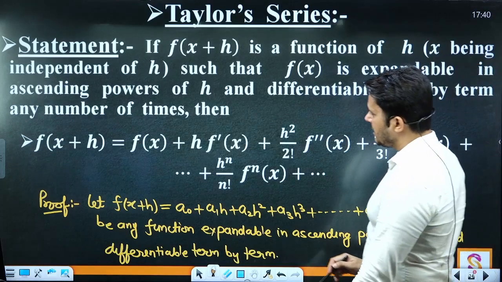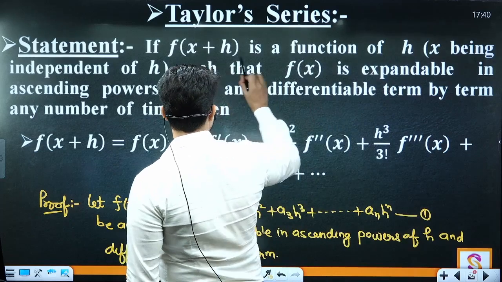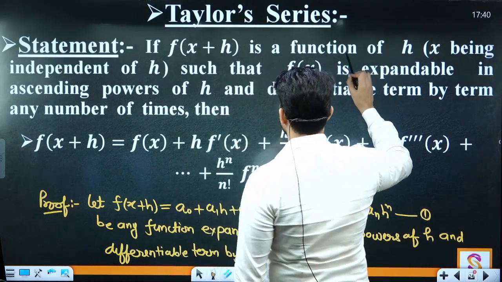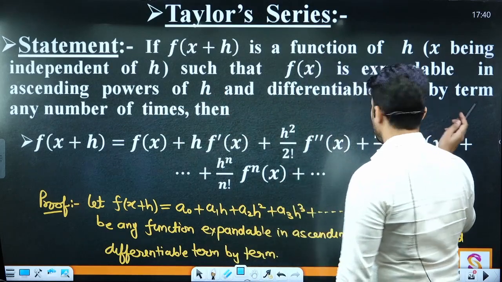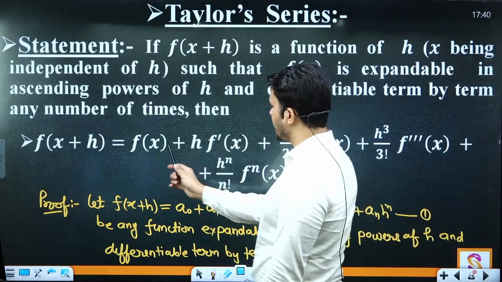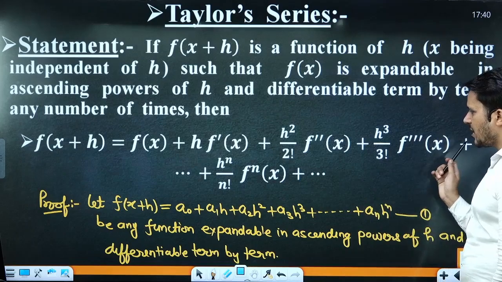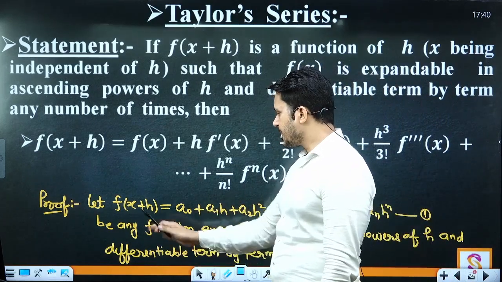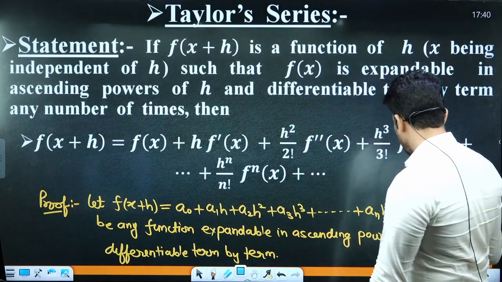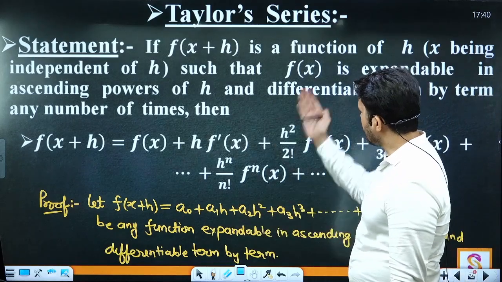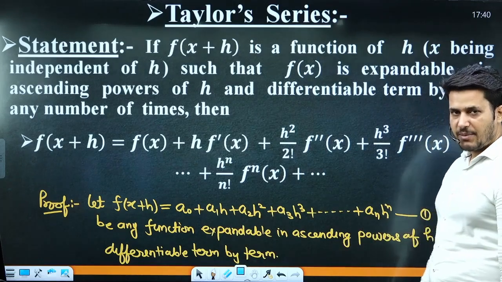फर्स्ट ऑफ ऑल यहाँ पर आपको देखना पड़ेगा कि फंक्शन जो एक्सपेंड हो रहा है fx plus h is a function of h such that fx is expandable in ascending powers of h, then it can be expanded in increasing power of h. जैसे fx है h into f dash x, h square upon 2 factorial, f double dash x, h cube upon 3 factorial, f triple dash x and so on. यहाँ आपको एक फंक्शन मानना है which is in the ascending power, increasing powers of h. तो h की increasing powers हैं ये h to the power n, और ये थोड़ी सी लैंग्वेज इसी में से लिख देंगे, be the function which is expandable in the increasing powers of h which is differentiable term by term.